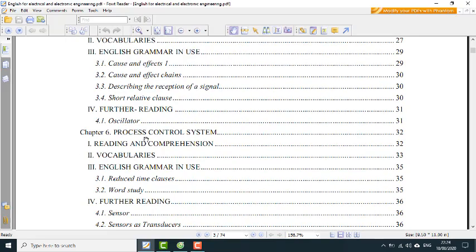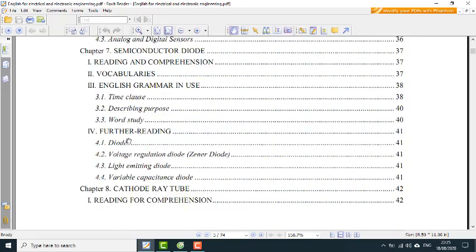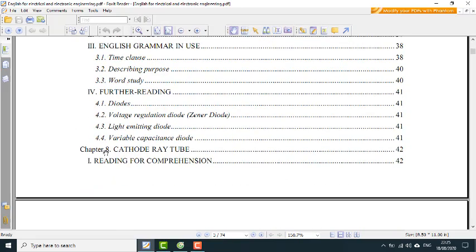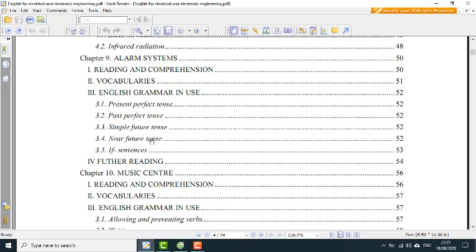Chapter 6, process control system. Chapter 7, semiconductor diode. Chapter 8, cathode ray tube. Chapter 9, alarm systems. Chapter 10, music center.